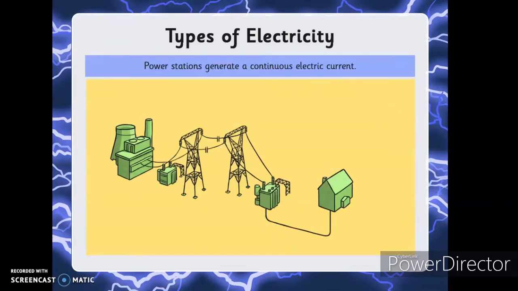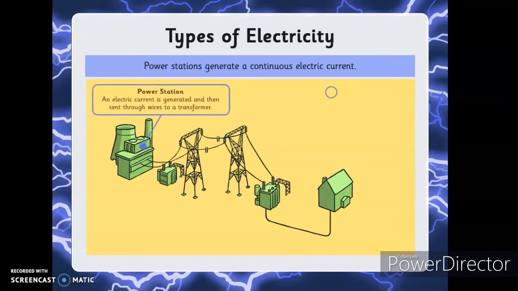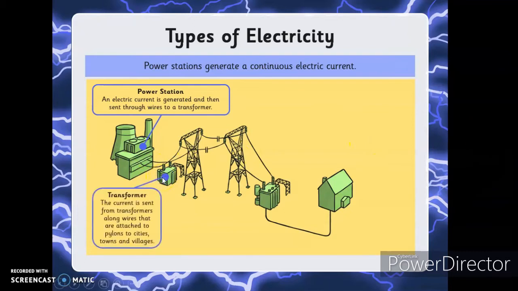So how does a power station work? Well, to start with, there's a building in the power station where the current is generated, and then this goes through wires to a transformer. Now the transformer sends the current along wires that are attached to pylons, and everybody's seen those marching their way across the countryside.